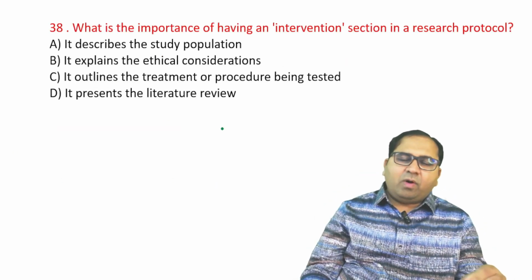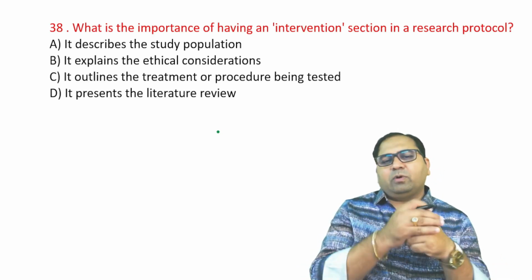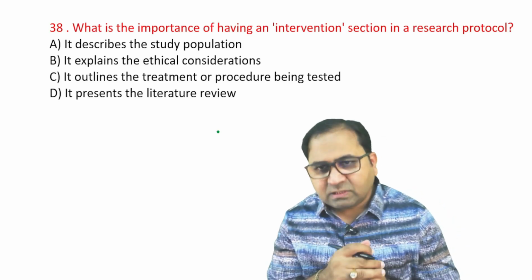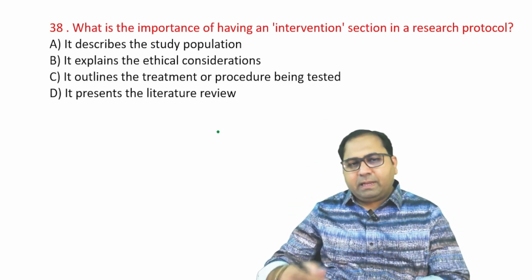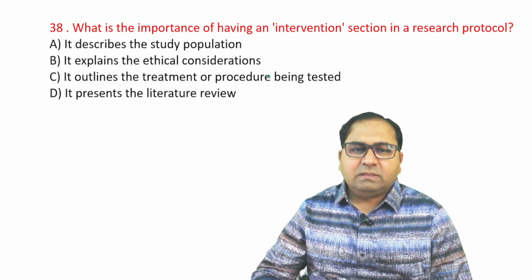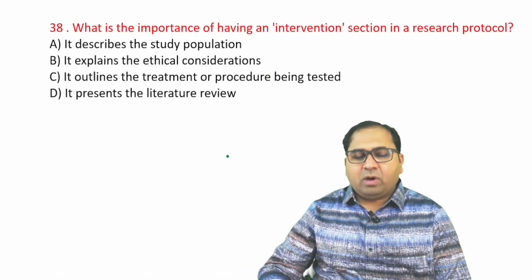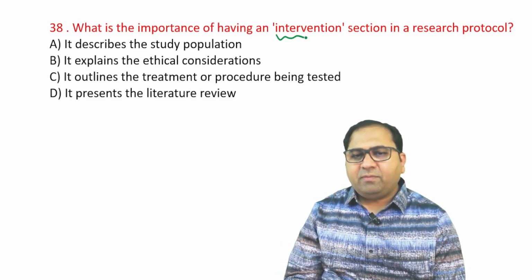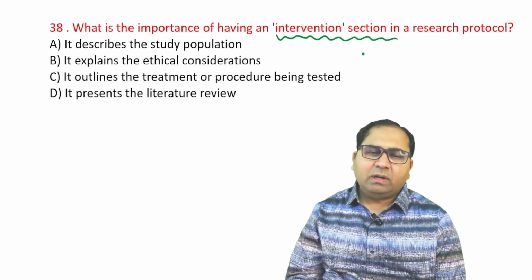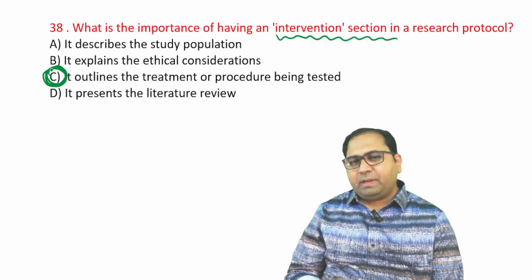Next question. What is the importance of having an intervention section in a research protocol? Options are A, it describes the study population, B, it explains the ethical considerations, C, it outlines the treatment or procedure being tested, or D, it presents the literature review. The importance of having an intervention section is that it outlines the treatment or procedure being tested.